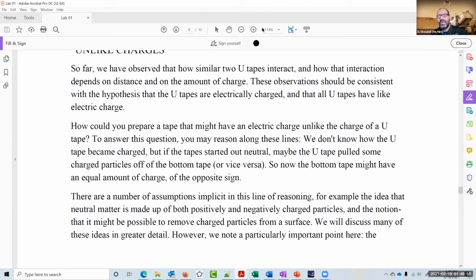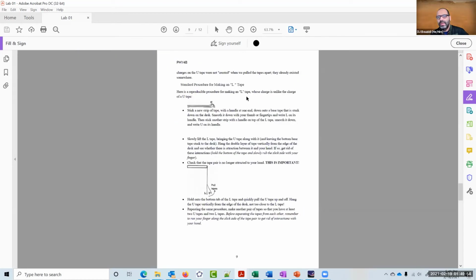Like I said, I want to get into the table in here. So this is how you make the L and the U, okay? By hanging two of them and then pulling one of them. And now you have two different types of them, okay? And the U and the L and all of these interactions.